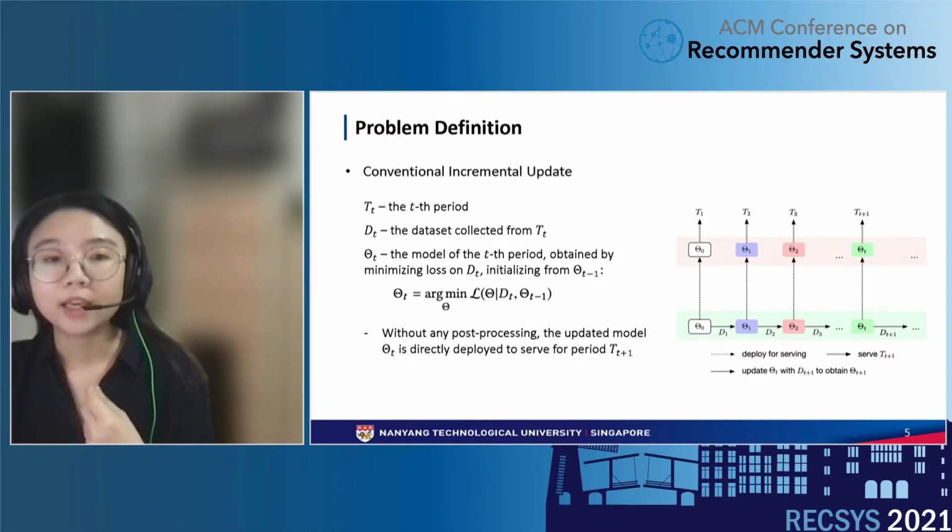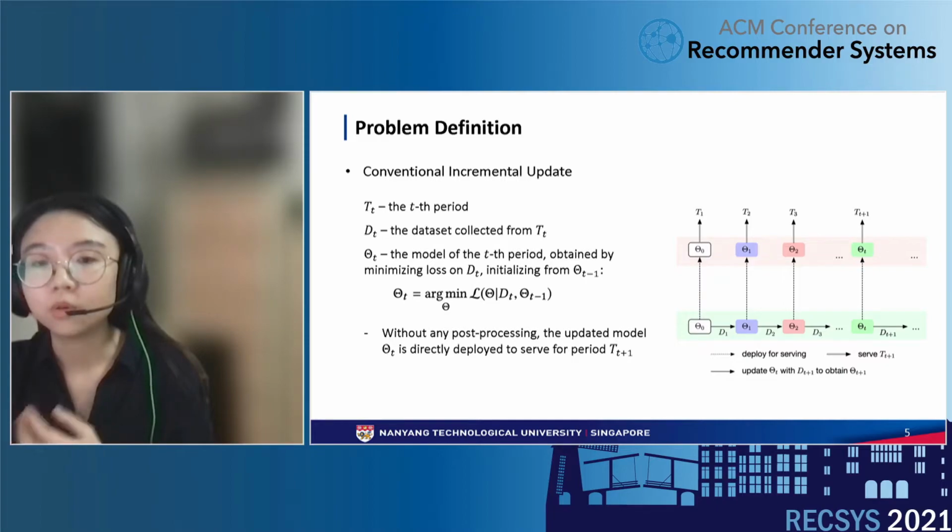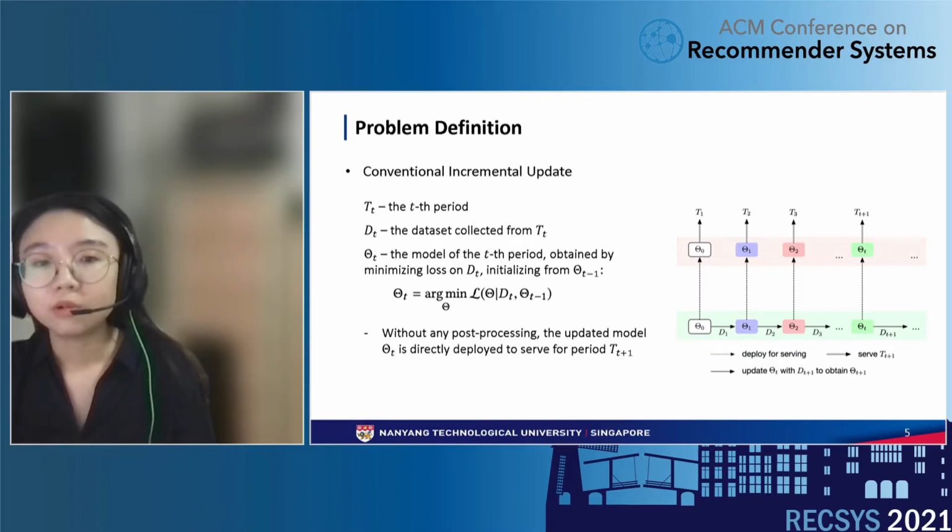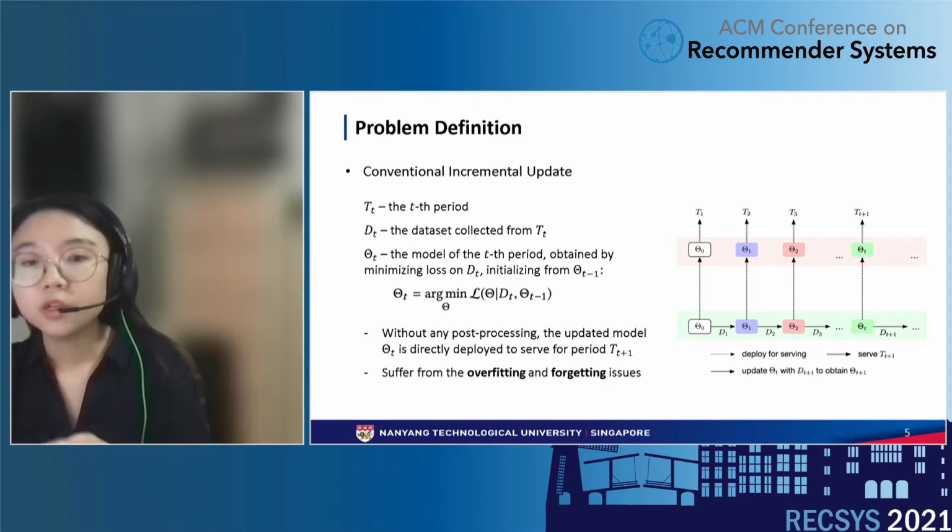Before I introduce our proposed method, let's define the incremental update more formally. Given the current dataset D_t and the previous model theta_{t-1}, the current model theta_t is obtained by minimizing the loss on the current dataset with the previous model as initialization. Without any post-processing, the updated model is directly deployed to serve the next period. And as discussed before, this training strategy suffers from potential overfitting and forgetting issues.